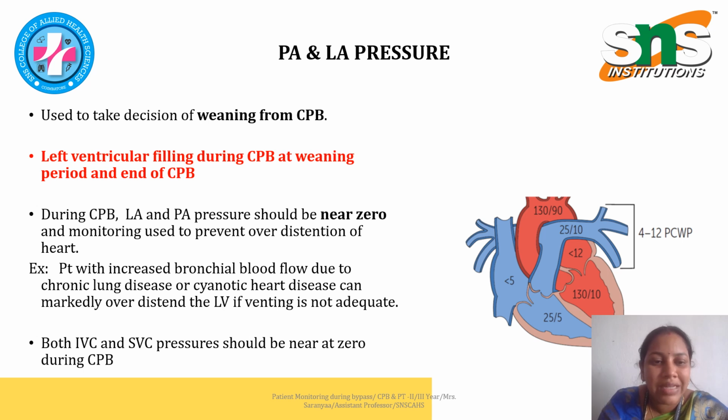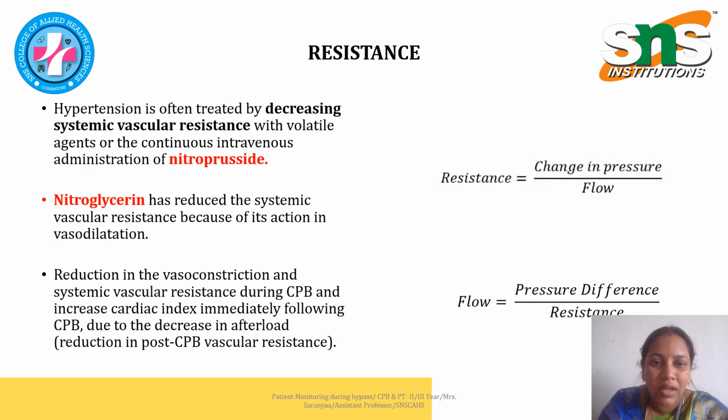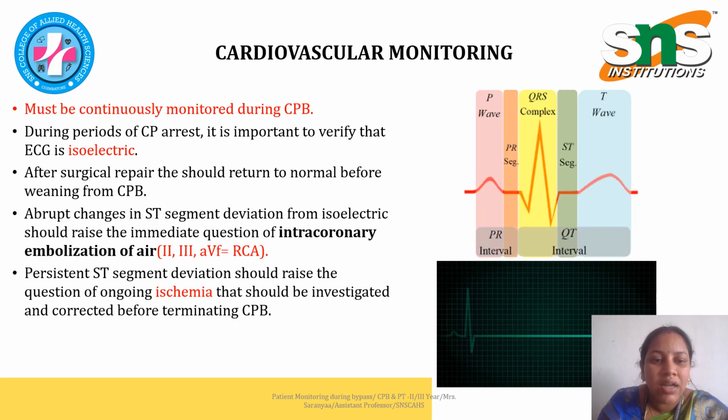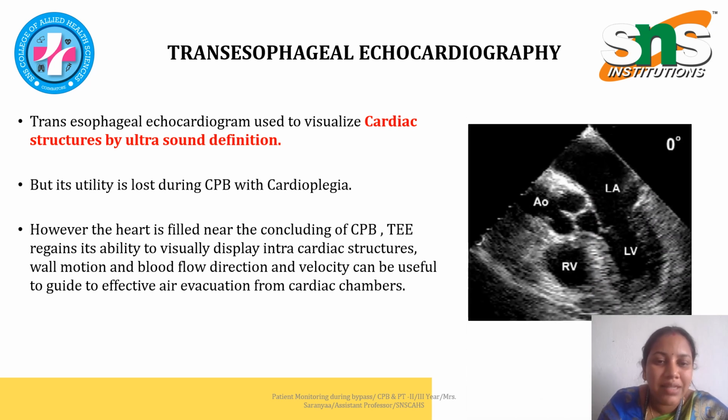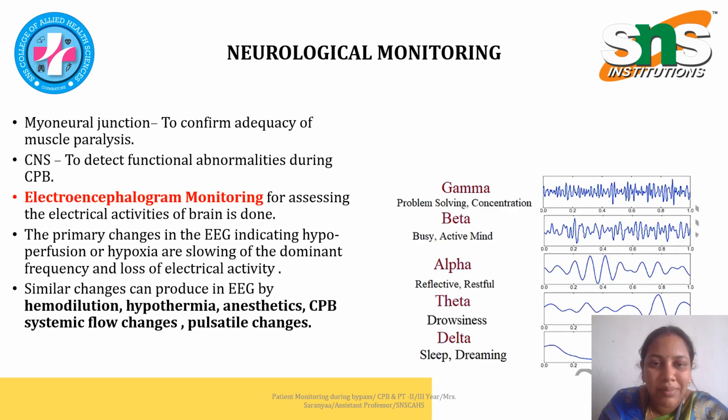PA pressure and LA pressure will indirectly tell about the proper perfusion flow that you have given to the tissues, so it also tells about the functioning of your left ventricle. Resistance is opposite to flow and opposite to pressure. If the patient has a high systemic vascular resistance, then you have to administer nitroprusside. For cardiac monitoring, continuous ECG monitoring should be done for the patient, and the ECG should be isoelectric. If there is a change in ECG, that has to be corrected during bypass. Transesophageal echocardiography is to visualize the functioning of all the chambers and the valve you have placed in the patient. Whether it is a mechanical or a biological valve, its functioning can be assessed.